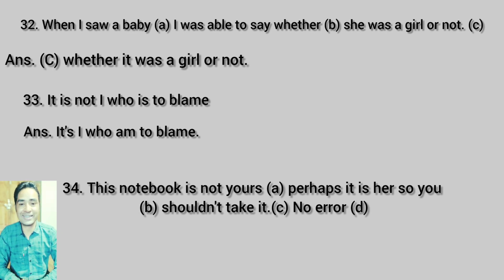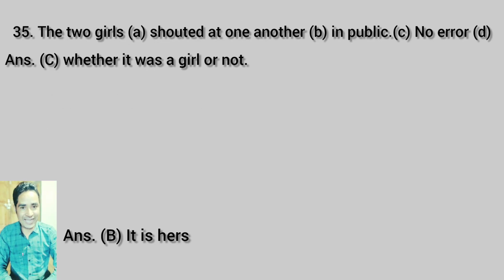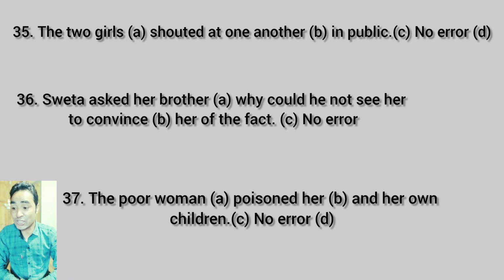So here in this sentence, in the first clause, this notebook is not yours, possessive case, it's correct. Perhaps it is hers, not her. The correction should be it's hers. This notebook is not yours, perhaps it is hers, so you shouldn't take it, will be the correct answer. I hope you understood.